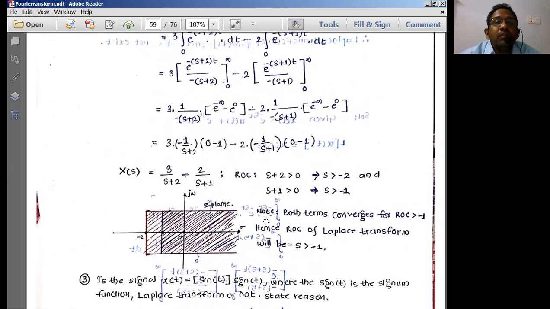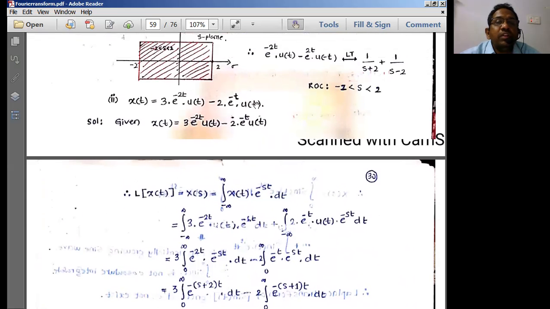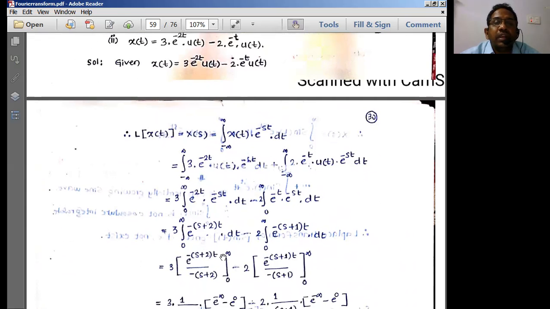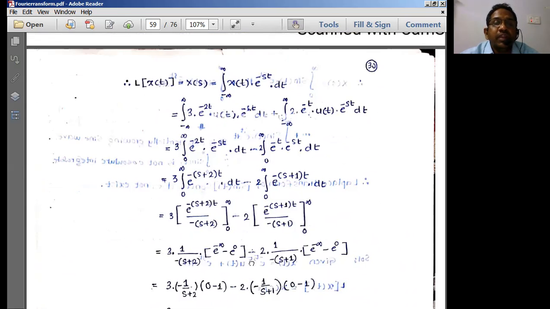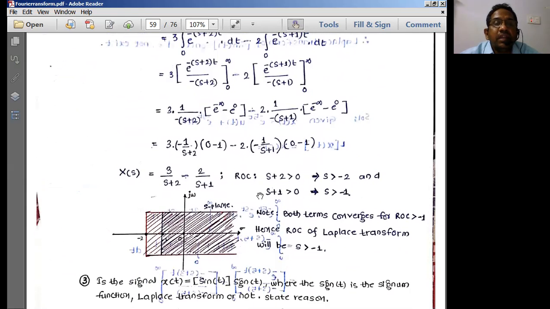Here, once you do this, the rest is simple. It is going to be u of t. This is also going to be u of t, because t is going to vary between 0 to infinity. Either case, I'll be going with 0 to infinity. Then simply adding the exponential parts and applying integration, finally I'll get this equation as X of s is equal to 3 by s plus 2 minus 2 by s plus 1.